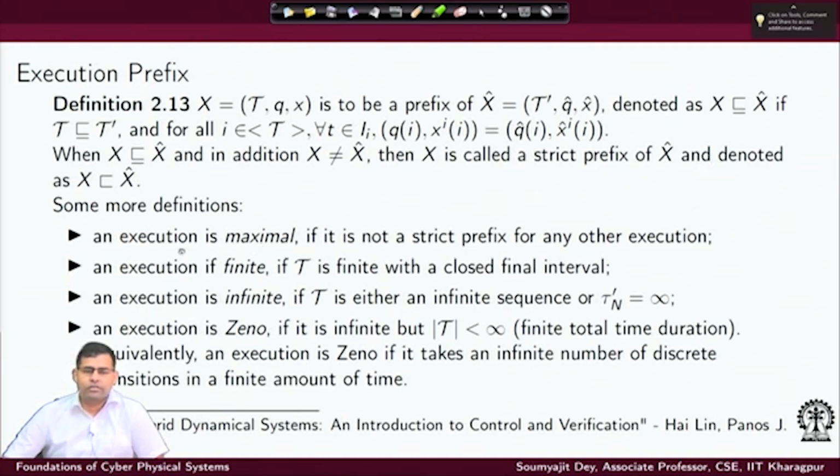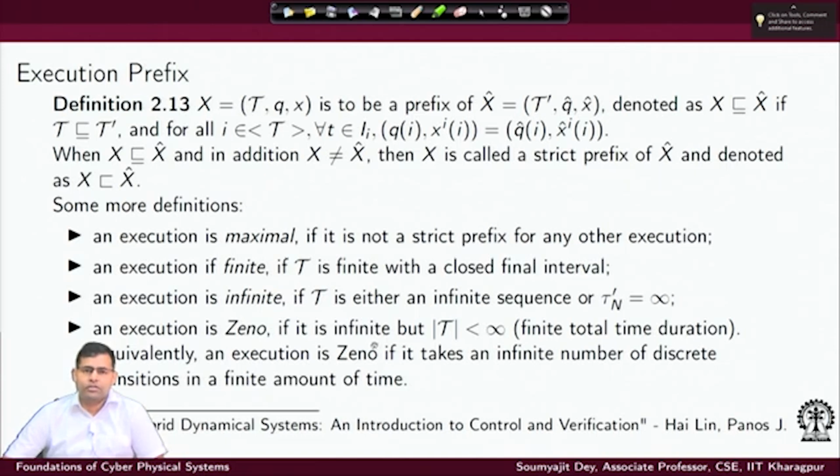Now, a few more terminologies we would like to introduce. For such an execution of an automaton, I will say that it is maximal if it is not a strict prefix of any other. Strict prefix means that there is at least one more interval in the larger sequence. So, if there is no other execution with a larger sequence, then this is the maximal execution. It is finite if its index set tau, that means the number of intervals, is finite. It is infinite if the index set is the set of naturals, that means I cannot find a final interval n. And the execution is Zeno if the number of switches we have is infinite, okay.